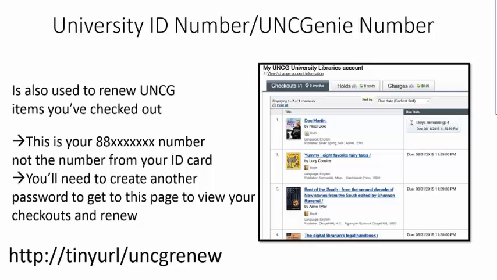Something else that is optional but could be useful is your university ID number, sometimes also known as your UNC Genie number. You can use this as part of your library renewing items account. If you have had books shipped to you and you've checked them out, you can actually renew them online using this UNC Genie number and a password that you create. For more information about that account, please go to tinyurl.com/UNCGRenew.